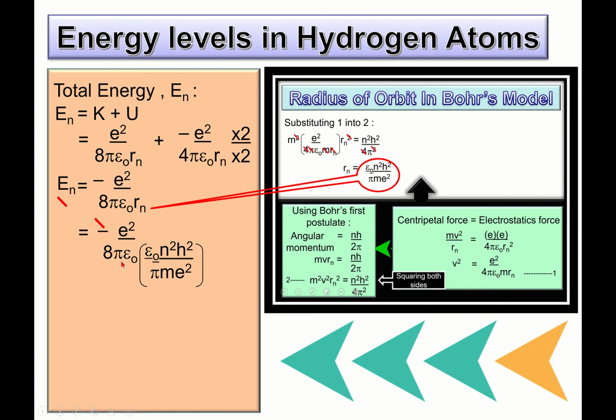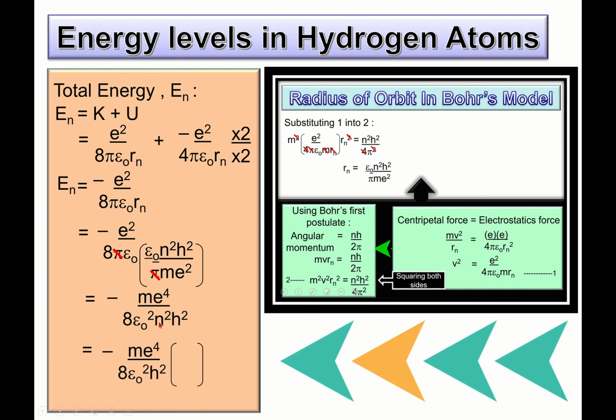Okay, so we can cancel out pi. So we get negative m e to the power 4, this e squared brought up becomes e to the power 4 per 8 epsilon naught squared n squared h squared. So this is the total energy of the electron in the orbit of the hydrogen atom. Okay, so we separate the 1 per n squared from this equation, m e to the power 4 per 8 epsilon naught squared h squared. So n is for orbit 1, 2, 3 and so on.